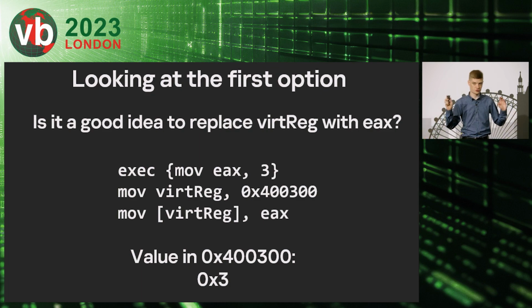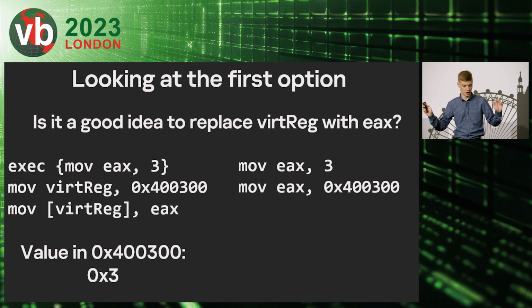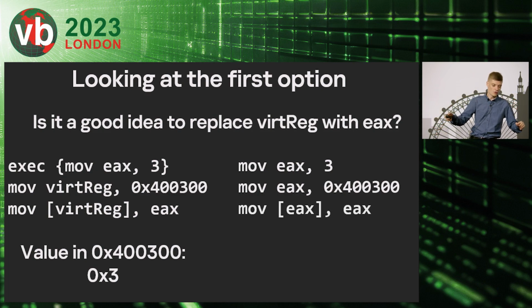And now, let's try to stick with the first option. Let's replace the virtual register with EAX. In the case of the first instruction, as I said, we do not need to perform any translation. We just copy the x86 code in the operands. It's mov eax, 3. Now, the next instruction, move virtual register 400300. We replace the virtual register with EAX, so it becomes mov eax, 400300. For the last instruction, we again replace the virtual register with EAX. So it's mov dword ptr [eax], eax. We move the value stored in EAX.